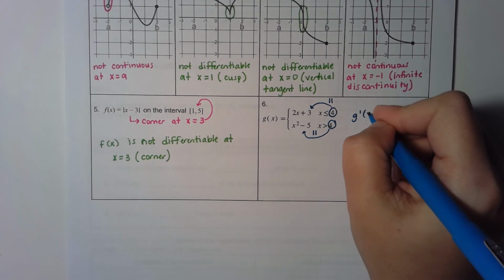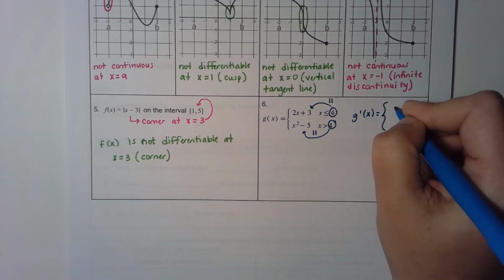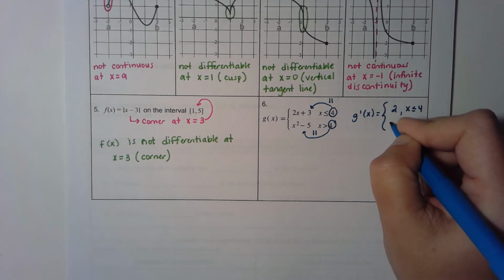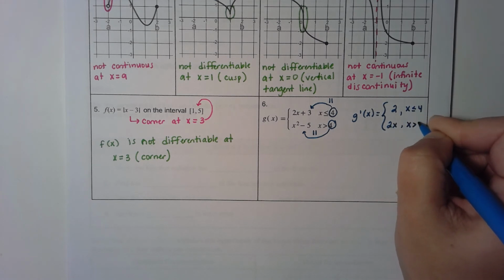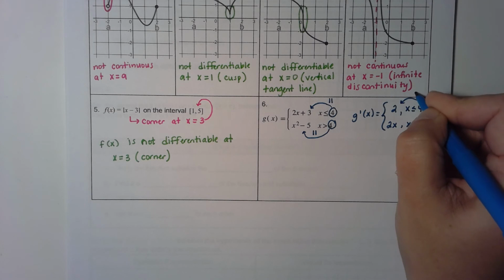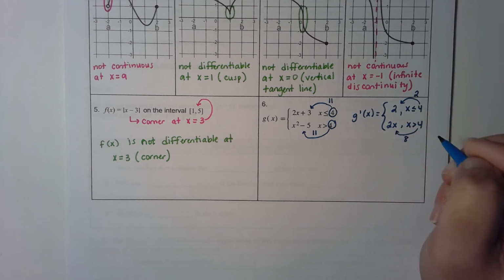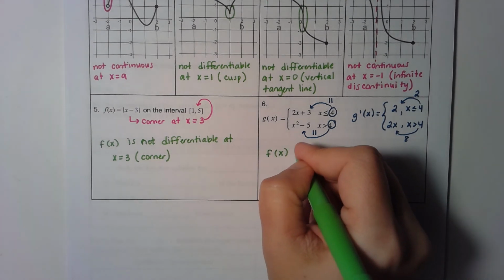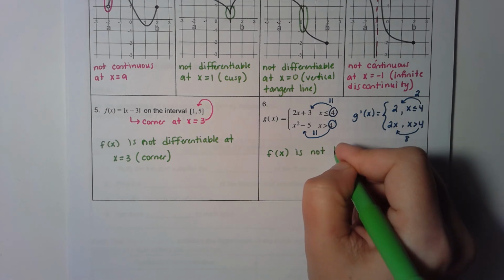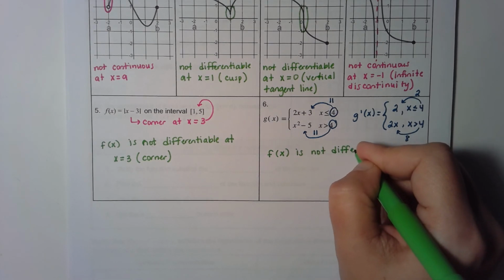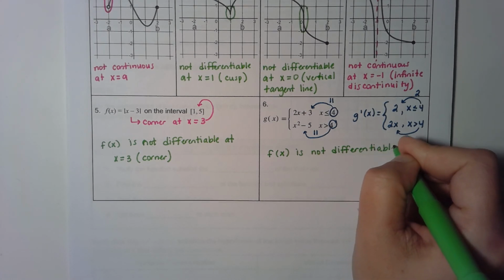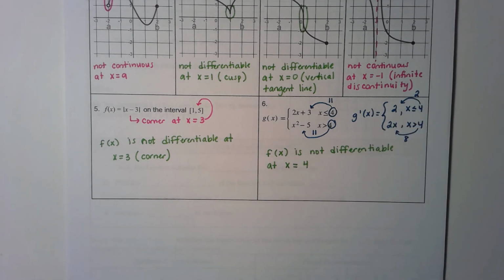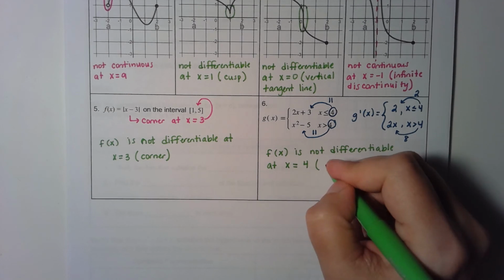Now I'm going to take the derivative and try again to make sure that it's differentiable. The derivative of the top is 2, and that's when x is less than or equal to 4, and the derivative on the bottom is 2x for when x is greater than 4. Now if I plug in the number 4, on the top I get 2, and on the bottom I get 8, which means it is not differentiable. So I would say that f of x is not differentiable at x equals 4. There's going to be some sort of a corner there because we change slopes from 2 to 8.